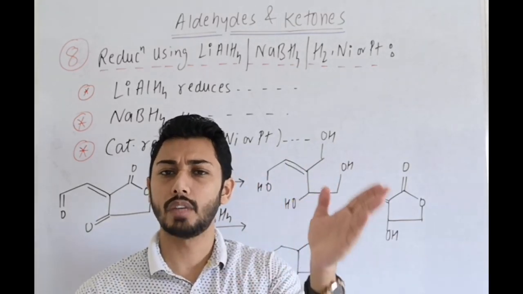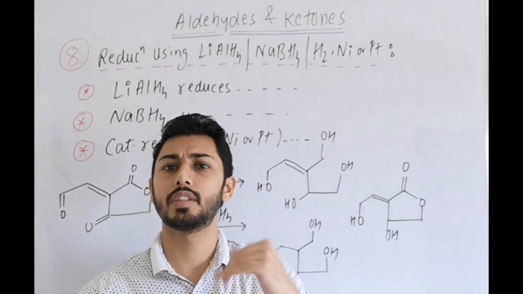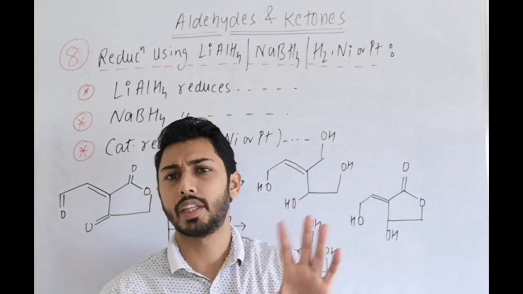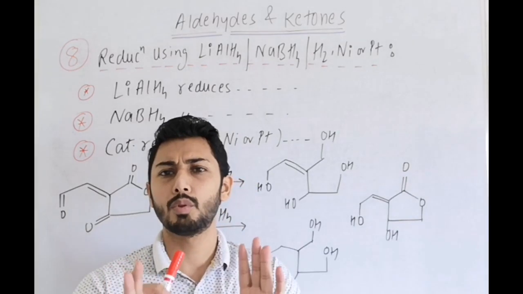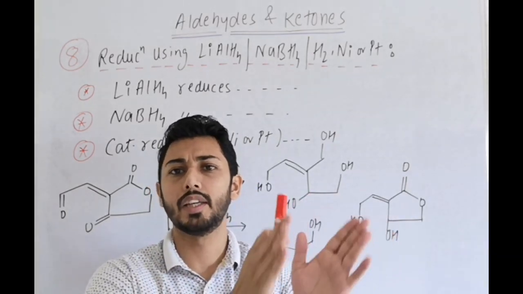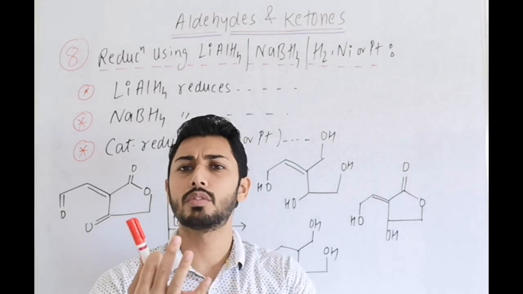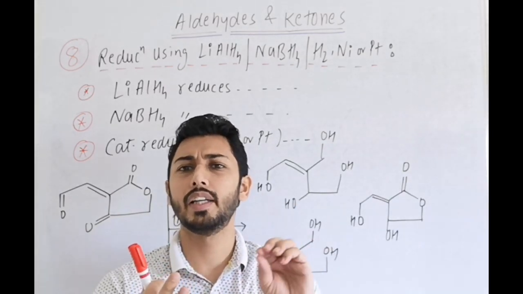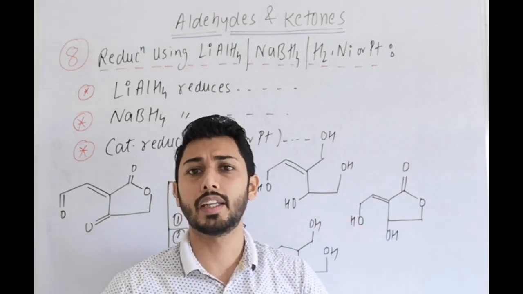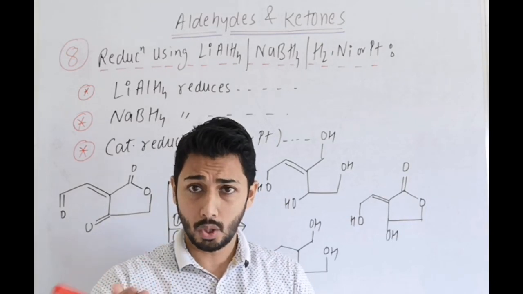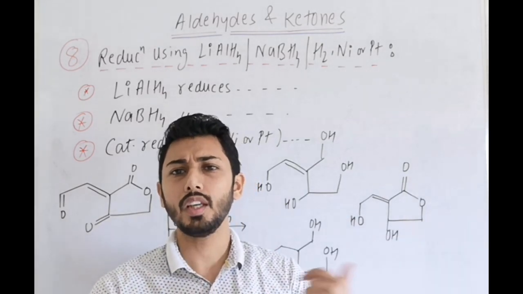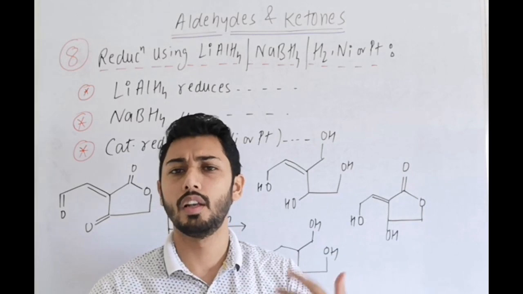it reduces RCOCl also, it reduces alkyl halide, secondary or tertiary. Remember, mostly carbonyl group and acid halide is reduced by NaBH4. It will not reduce carboxylic acid, ester, amide and other groups. Okay. Third, catalytic reduction. It also reduces groups like aldehyde, ketone, that is carbonyl.